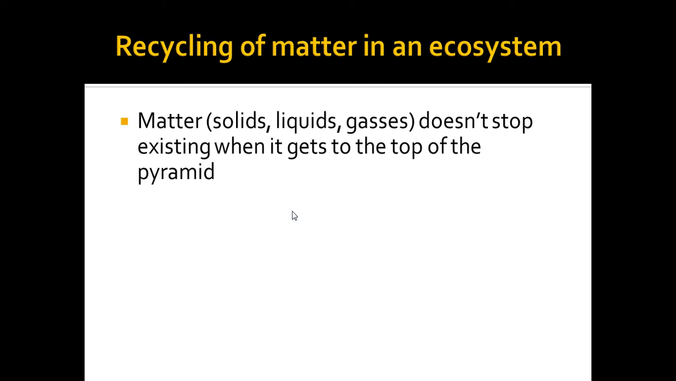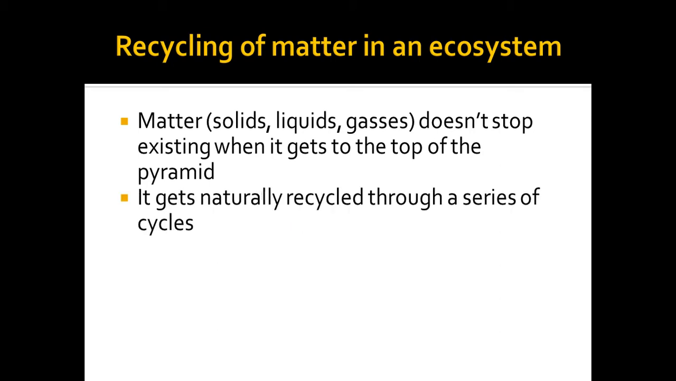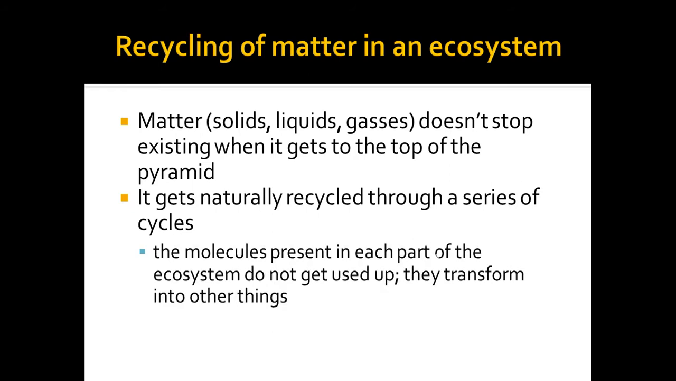Recycling of matter in an ecosystem. The ecosystem is the first recycler. All of the matter that we have, the solids, the liquids, and the gases, they don't stop existing when they get to the top of the pyramid. They get naturally recycled through a series of different cycles. The molecules present in each part of the ecosystem don't get used up, they transform into other things. So some of the cycles we will look at are water, carbon, oxygen, and nitrogen.